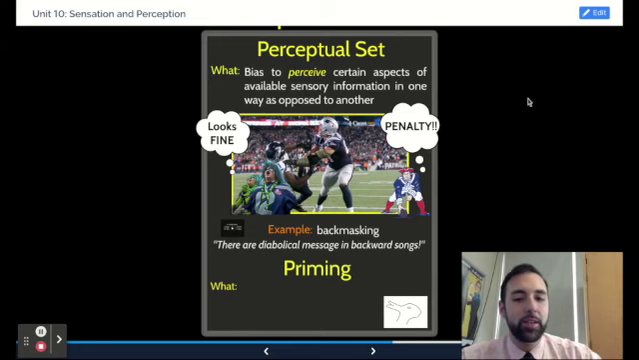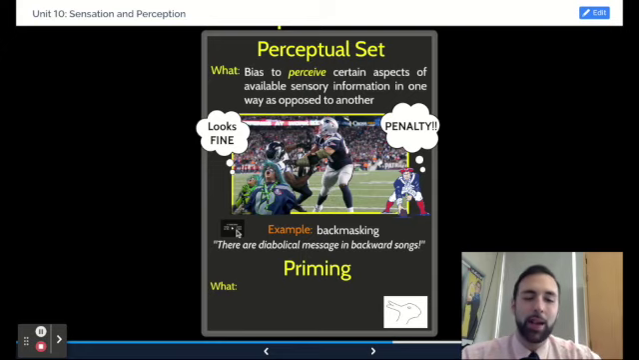The best example of this is backmasking. It's somewhat unlikely, though they actually have referenced backmasking before. Backmasking is when you listen to a song backwards. Some people claim to be able to hear very diabolical messages in songs played backwards.